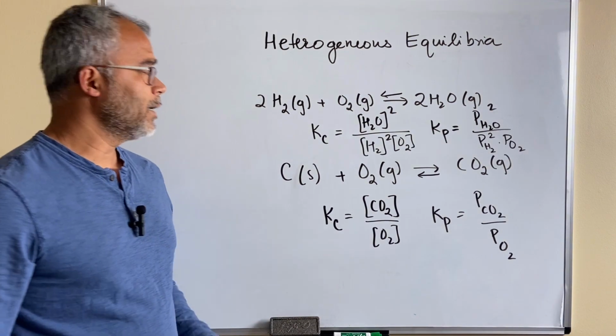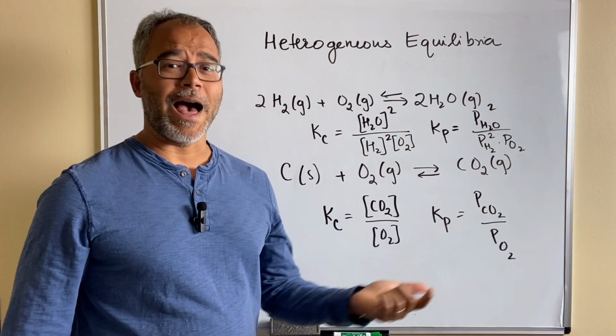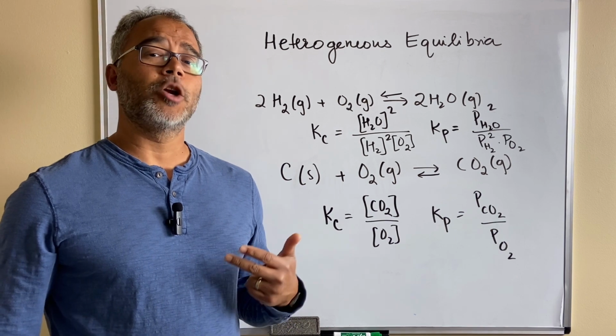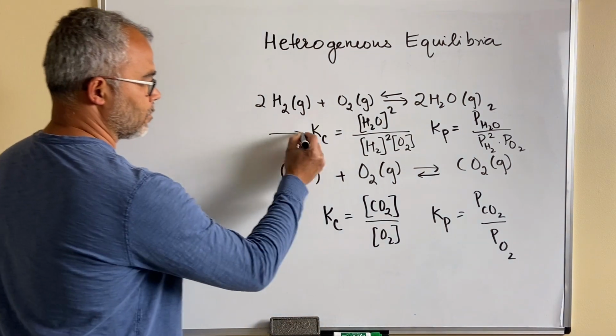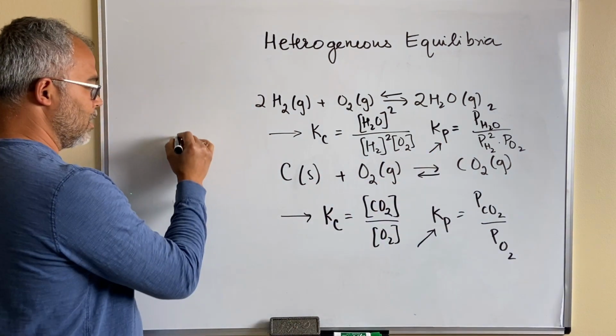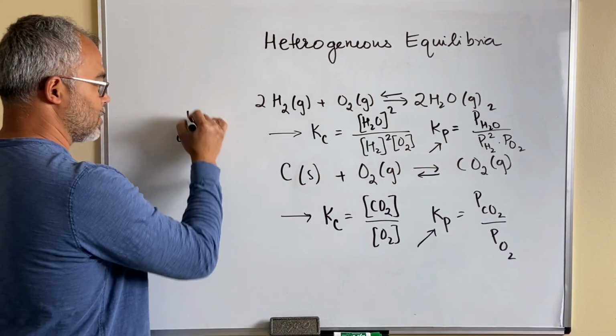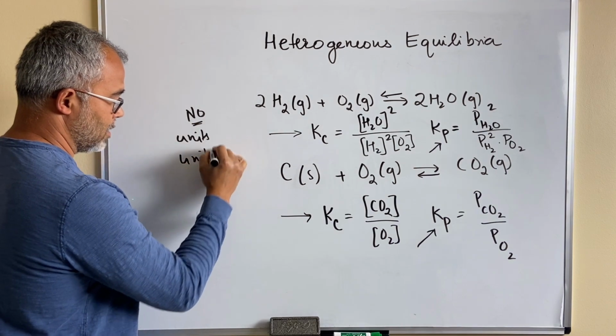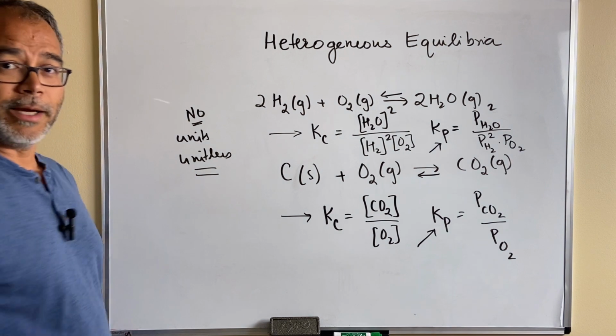Another thing to keep in mind is whenever you derive the actual value of the equilibrium constant, the value is always going to be unitless. Okay, so whether it's Kp or whether it's Kc, there are no units. Okay, so this is a unitless expression.